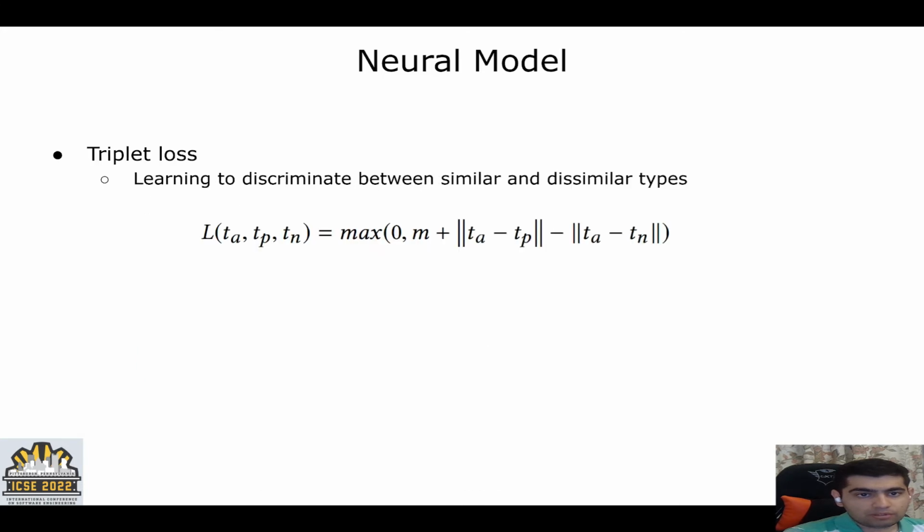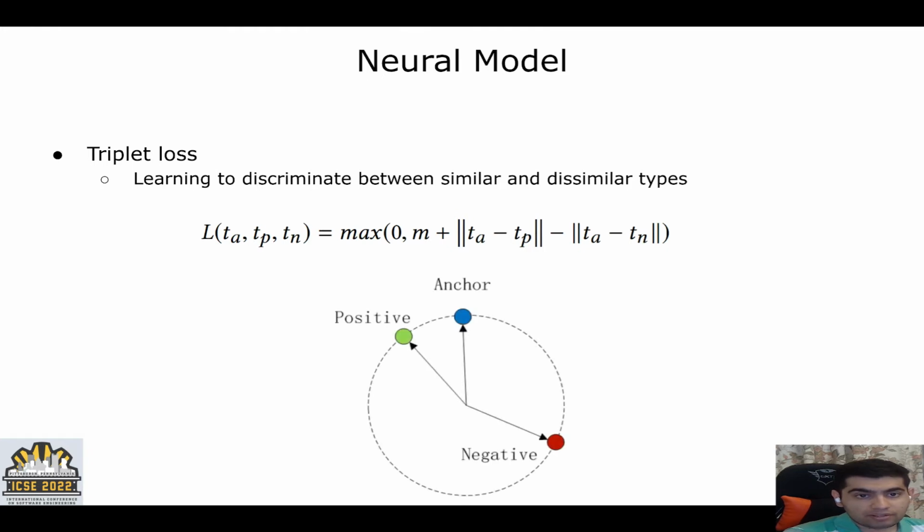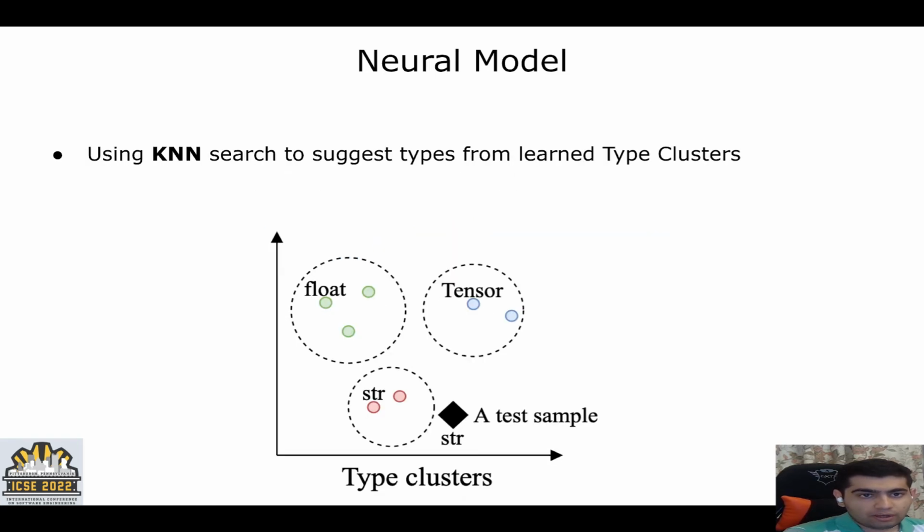We use triplet loss to train the neural model to learn to discriminate between similar and dissimilar types. The training sample contains 3 data points as shown in the equation: an anchor, positive, and negative. Anchor and positive data points have the same type, whereas the negative data point has a different type. And as shown in this figure, the learning objective is to make the positive data point as close as possible to the anchor and far from the negative data point. And finally, to predict the type of test samples, we perform k-nearest neighbor search.